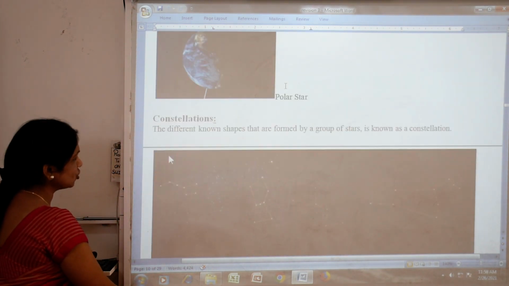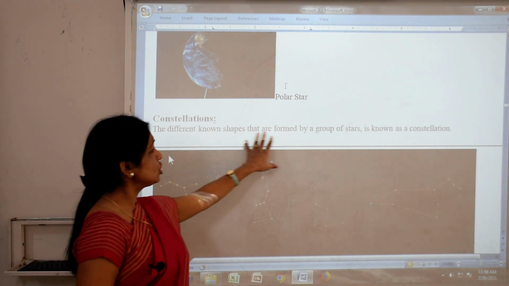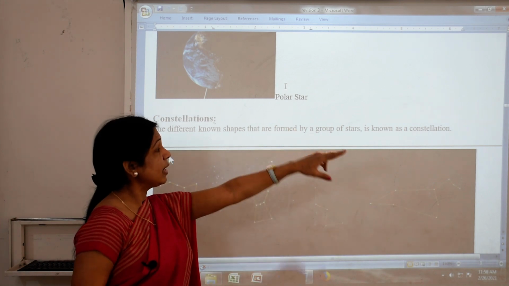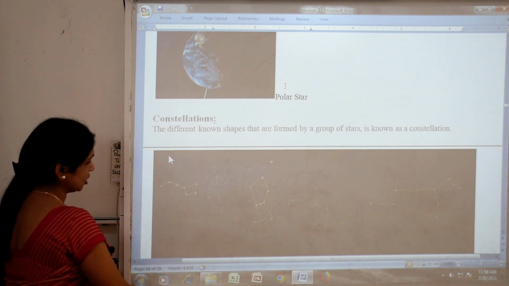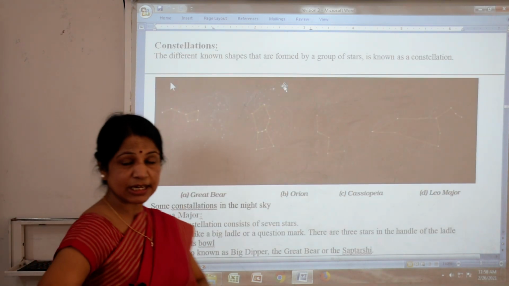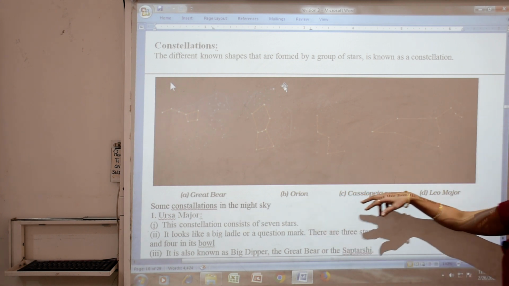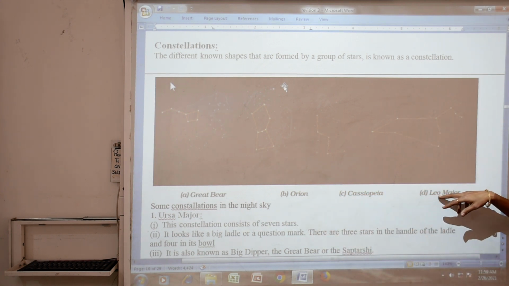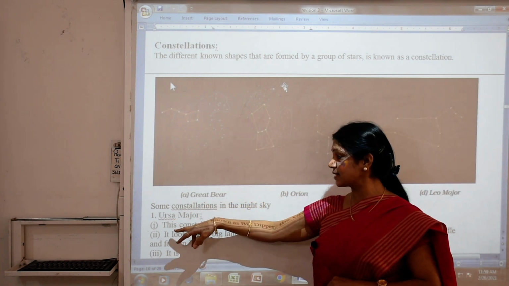Now the constellation, what is a constellation? The different known shapes formed by a group of stars are called constellations, and this is the picture of the various types of constellations, such as the Great Bear, the Orion, the Cassiopeia and the Leo Major, and some constellations in the night sky.